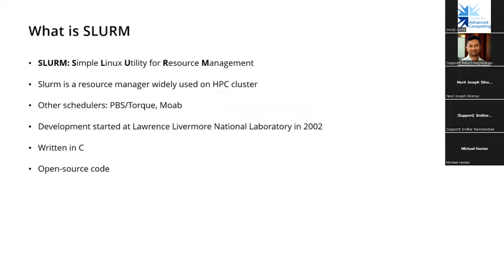Essentially, SLURM is a scheduler, which stands for Simple Linux Utility for Resource Management. I don't think it's a simple code anymore. It has close to 500,000 lines of C code written in it, and it's completely open source. And more than half of the HPC clusters in the top 10 use SLURM as their resource manager. This was developed at Lawrence Livermore back in 2002, and it's supported by SchedMD.